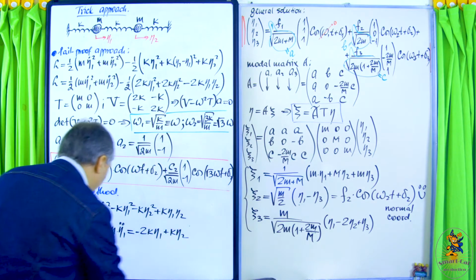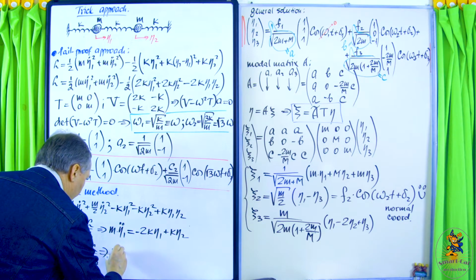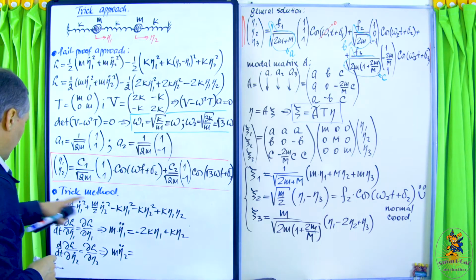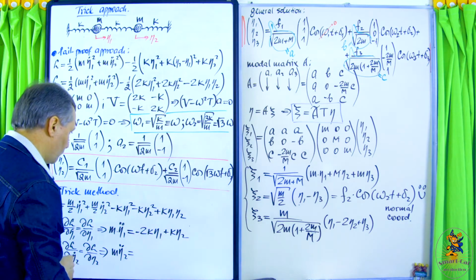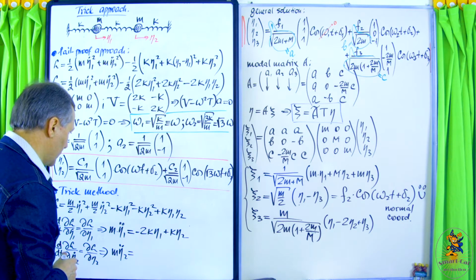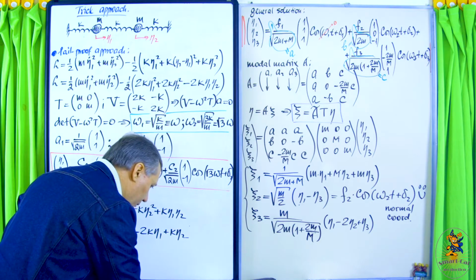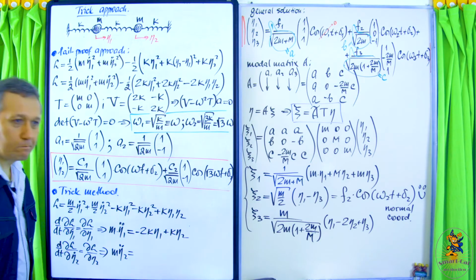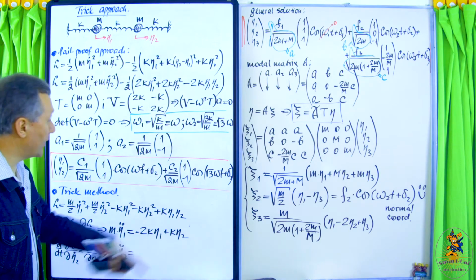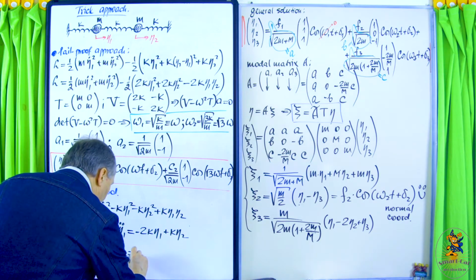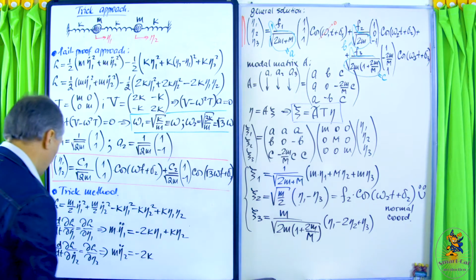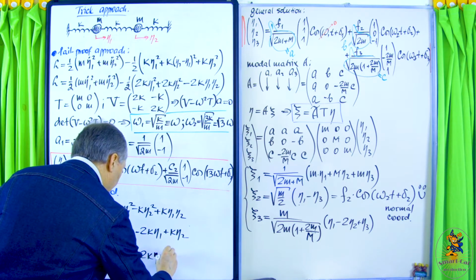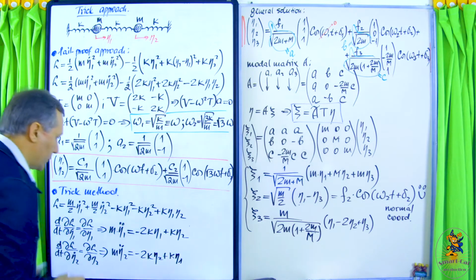And the second equation, of course, is similar for the second coordinate. If you apply it, it will be m eta 2 double dot equals, for the right hand side, minus 2k eta 2 and plus k eta 1. Let me compare to check I got it right. Okay.